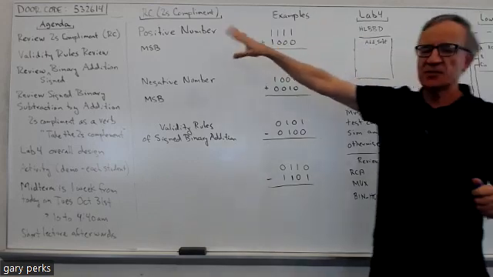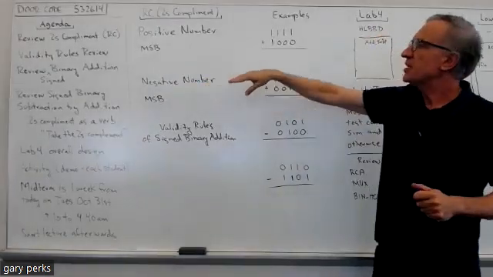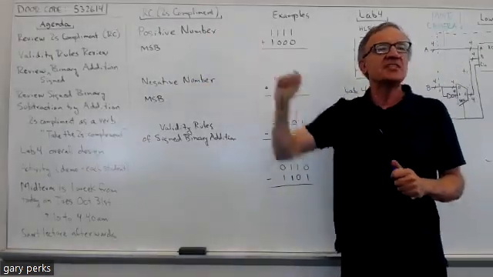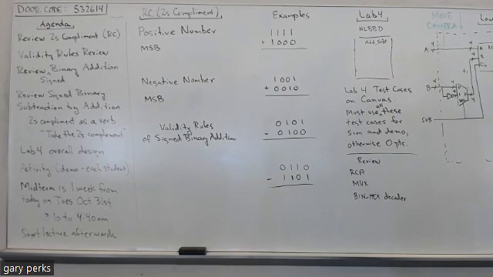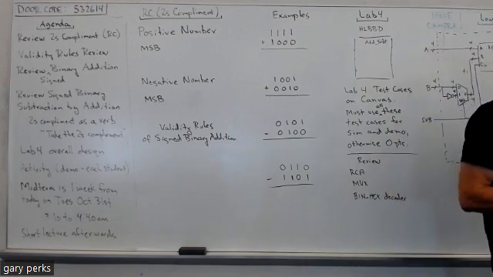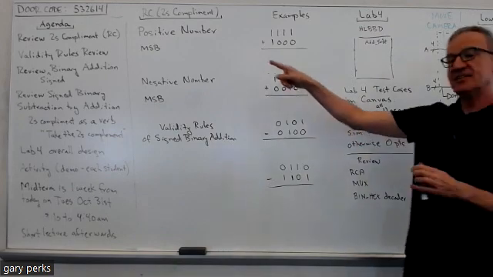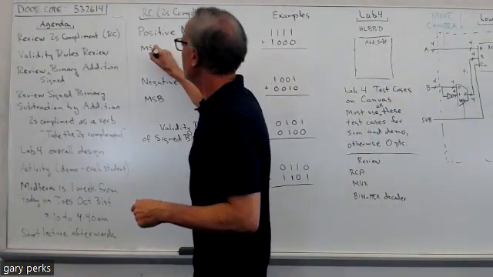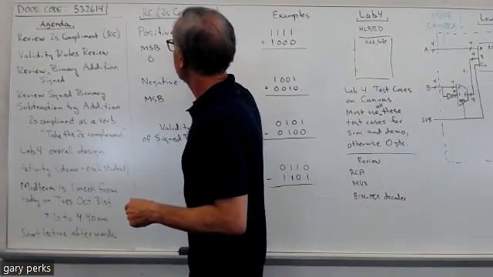So let's start, like I said, with the review of two's complement. The first thing I want to ask you is, how do you identify that you have a positive two's complement number? What identifies that number as being positive? The zero. Yeah, a zero for the most significant bit, right? Because the most significant bit is the sign bit.